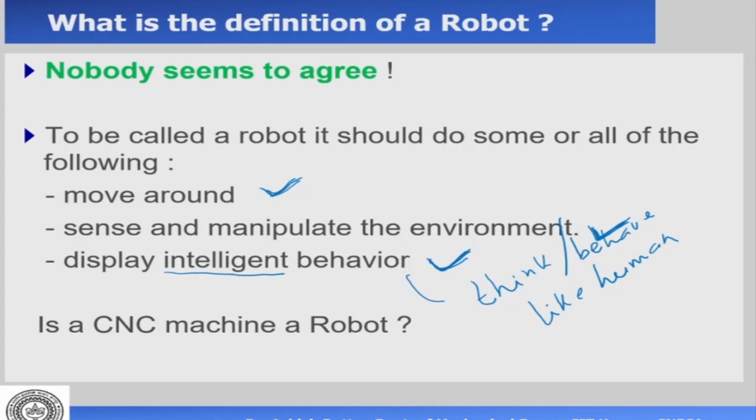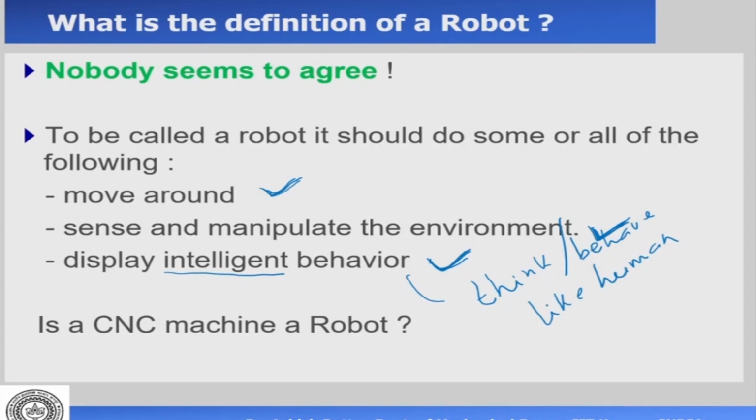Now by these three requirements, is a CNC machine a robot? That's an interesting question. A CNC machine does not move around. It does not sense and manipulate the environment. It does exactly what the program tells it to, and it does not display intelligent behavior. Because of this, a CNC machine is not a robot.